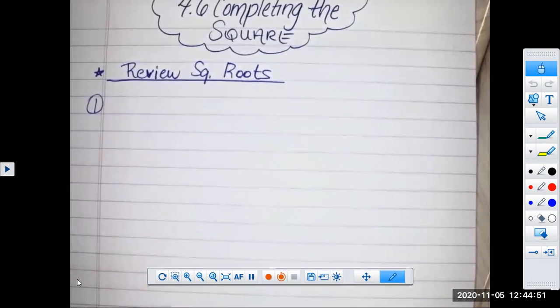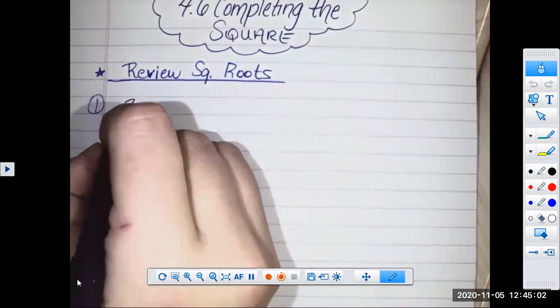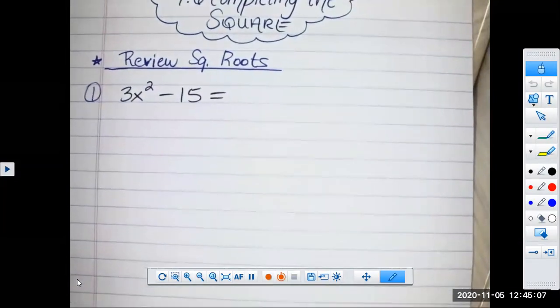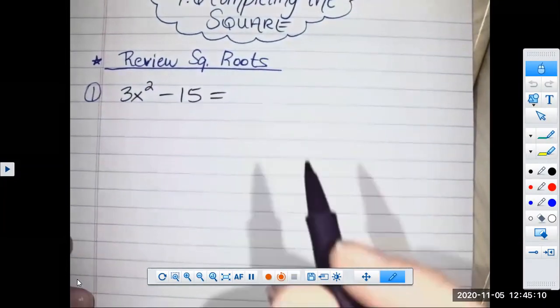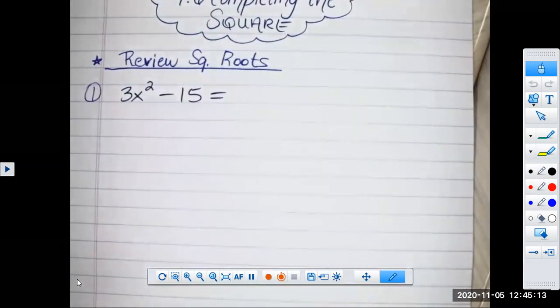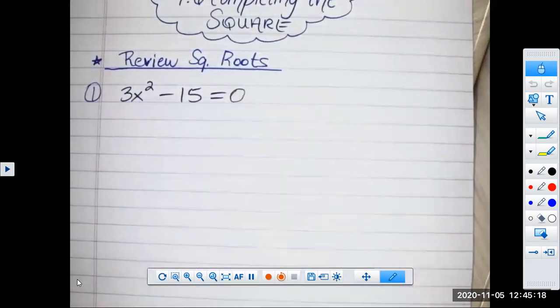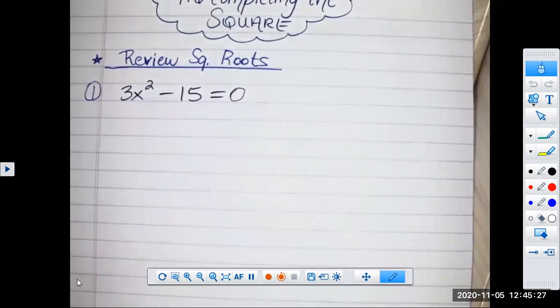So in number 1, perfect. This problem is a good problem because it also reviews something else that I want to talk to you about. Okay, we have 3x squared minus 15. All quadratic equations, in order to solve them, need to be set equal to what? 0. Why? Because you are trying to find where they cross the x-axis or where y is 0, or the zeros or roots or solutions.